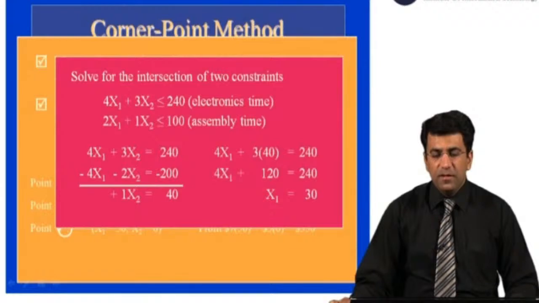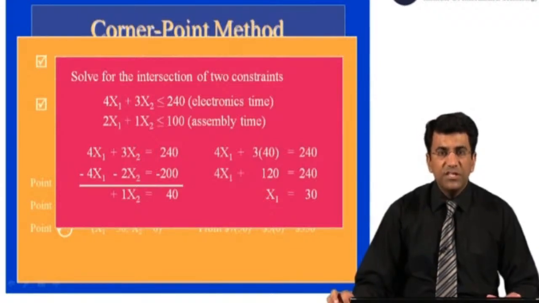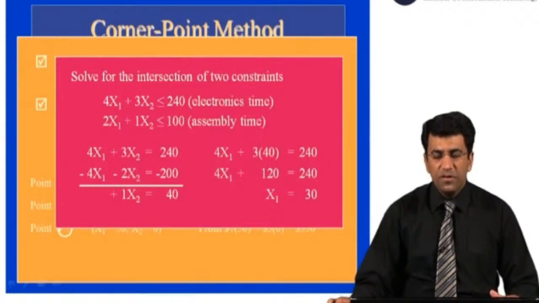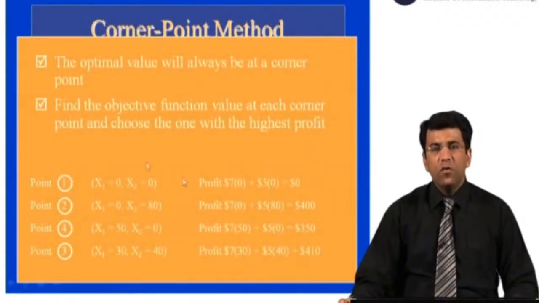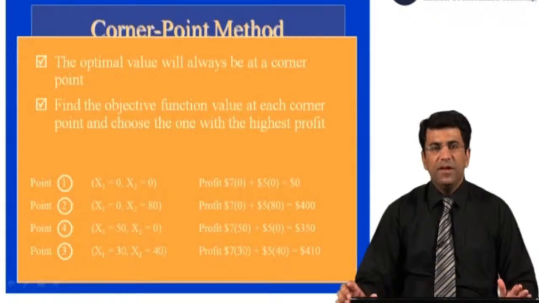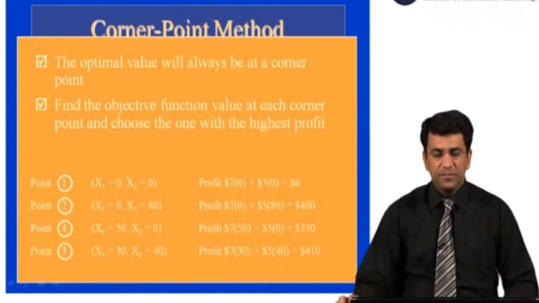So class, in this method we are able to find out the point of intersection of line 1 and line 2. And what is that point of intersection? That is 30, 40. That is, the value of x1 is equal to 30 and the value of x2 is equal to 40. Now we have all the 4 available corner points, that is, the corner points available for that feasible region.